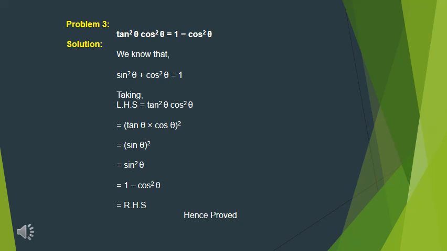We can write tan square theta into cos square theta as (tan theta into cos theta) whole square. Now tan theta into cos theta is sin theta, and its square means sin square theta. And now sin square theta is equal to 1 minus cos square theta, that is our right hand side. So here again we prove our left hand side is equal to right hand side.